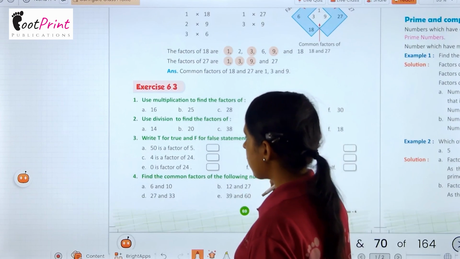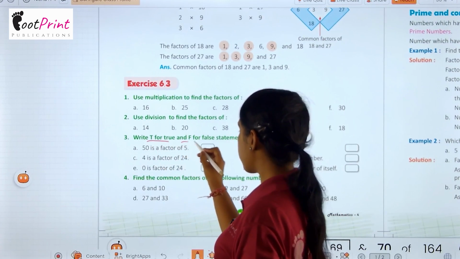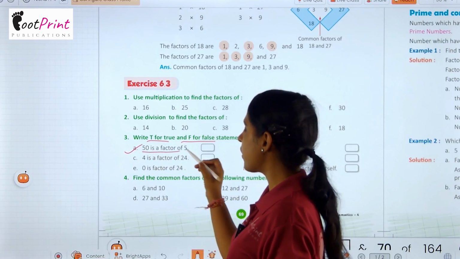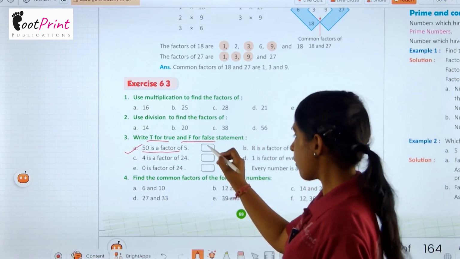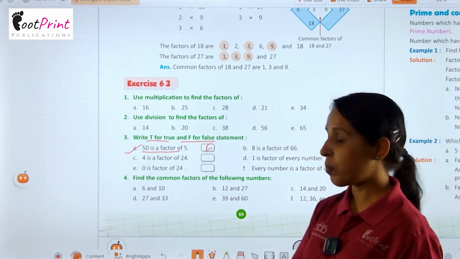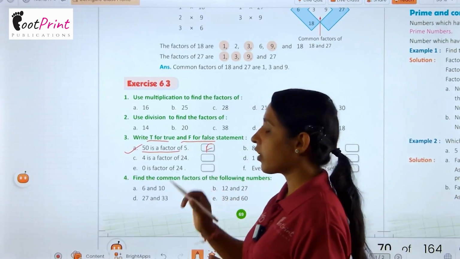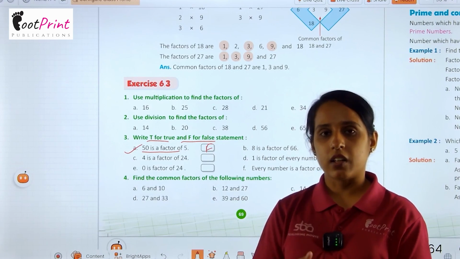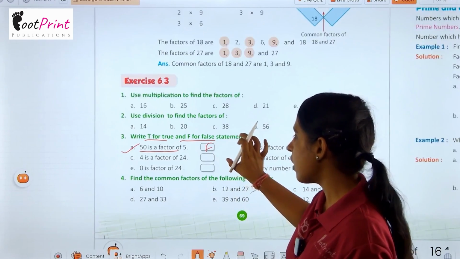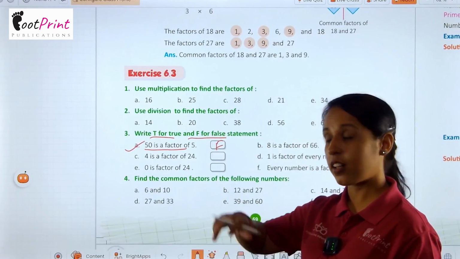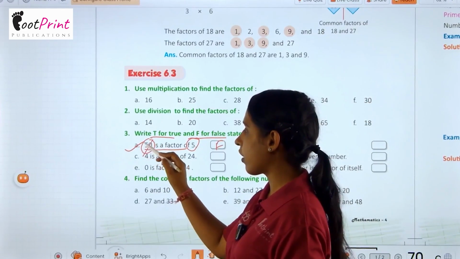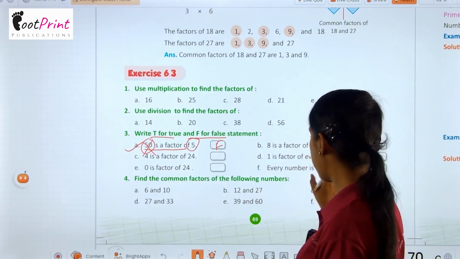Now question number 3, write T for true and F for false statement. So here the first one is 50 is a factor of 5. It is false. Why is it false? Because we have learned that a factor of any number is equal to the number or smaller than the number. So 50 is greater than the given number, 5. It means it is not a factor of 5.